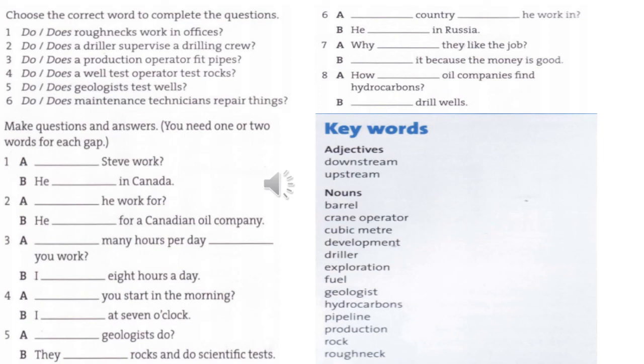Keywords. Adjectives: downstream, upstream. Nouns: barrel, crane operator, cubic meter, development, driller, exploration, fuel, geologist, hydrocarbons, pipeline, production, rock, roughneck. All these words that we studied in the previous lessons. So try to study them and find the meaning of these words.